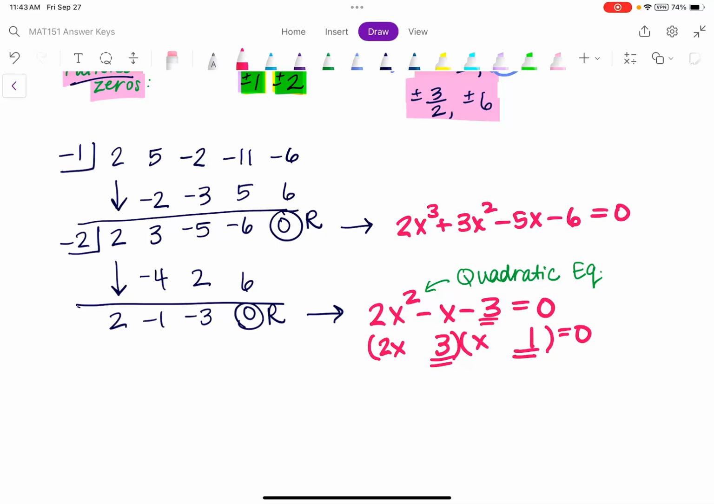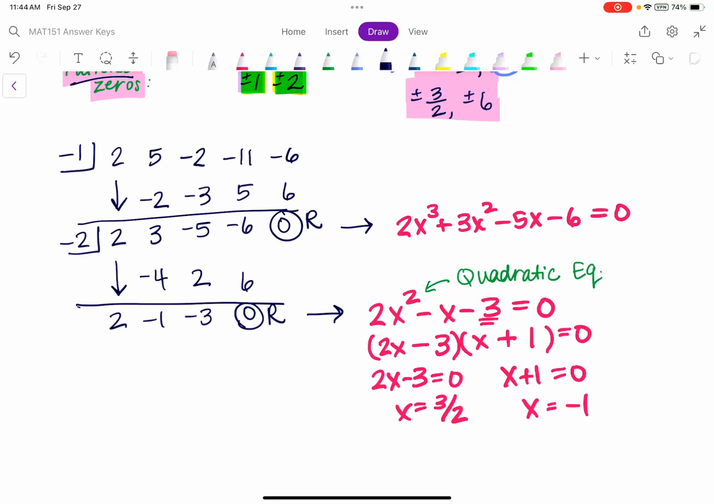It looks like I just have to switch my signs. So if I have a negative 3 and a positive 1, and I check that one more time, now I have a 2x on the outside, I have a negative 3x on the inside, and that will add together to give us a negative x, which is exactly what we want. So by guess and check factoring, I do have my two factors, and then setting my factors equal to 0 will give me my final two zeros, positive 3 halves and negative 1.